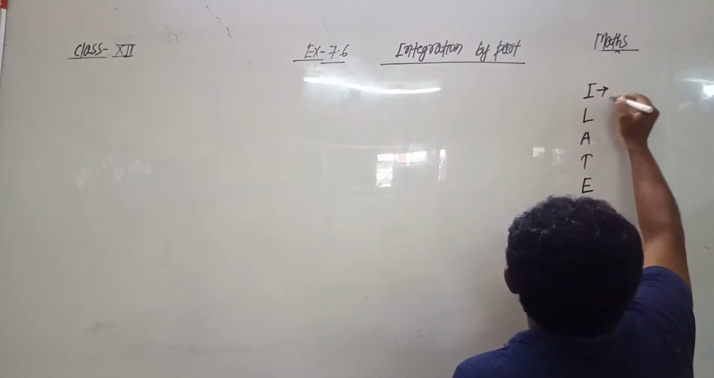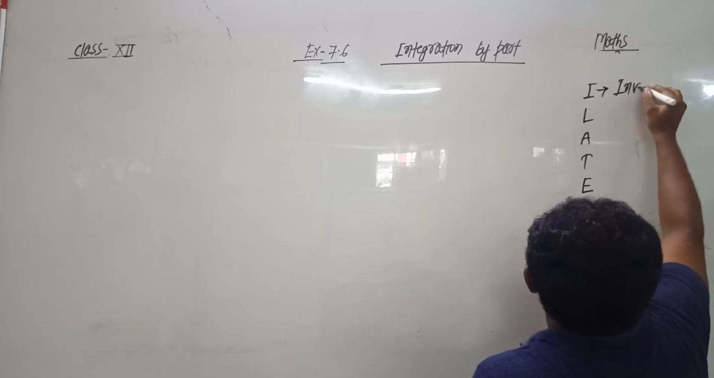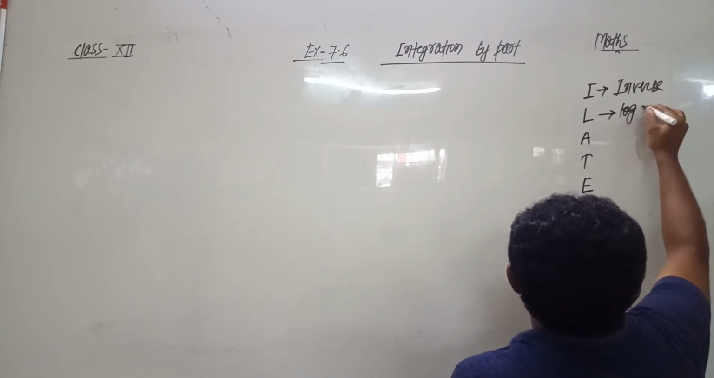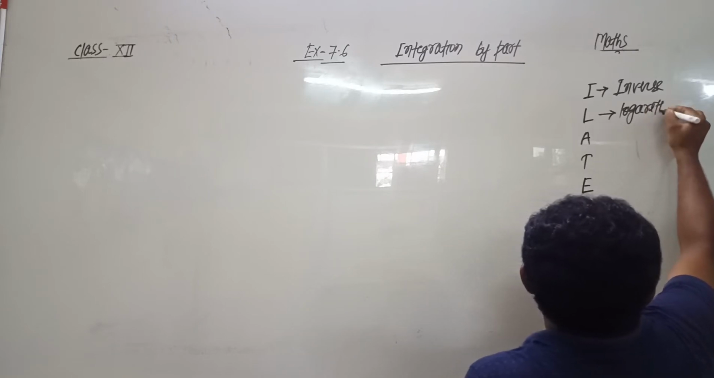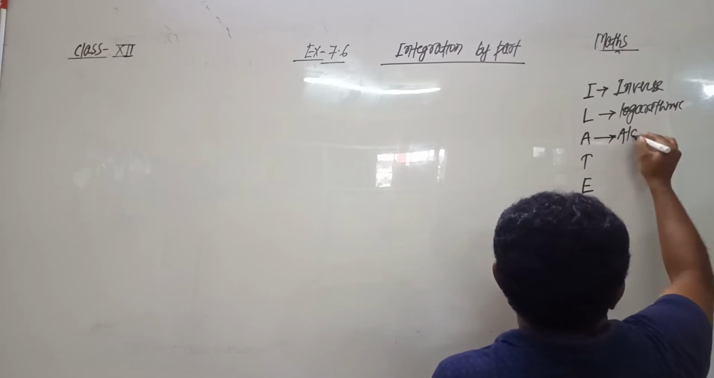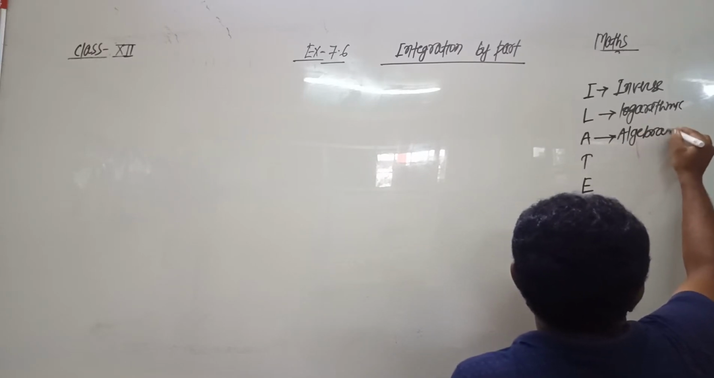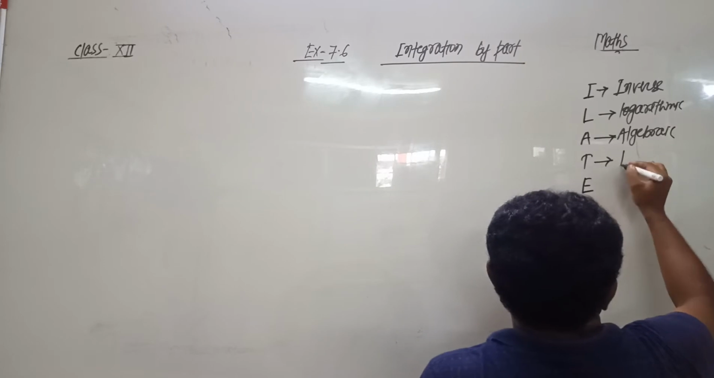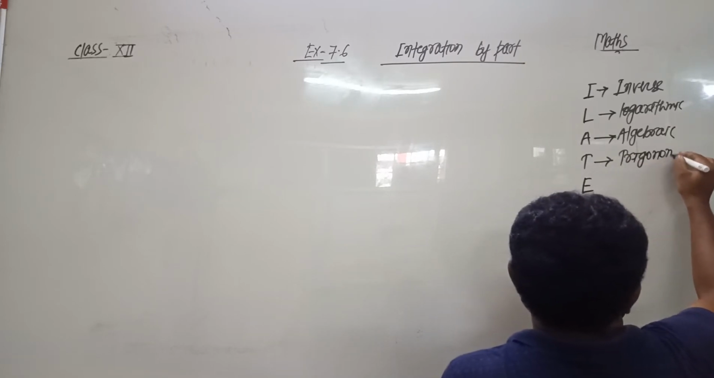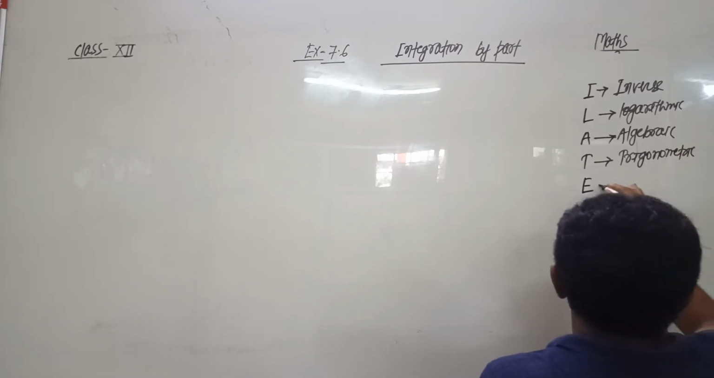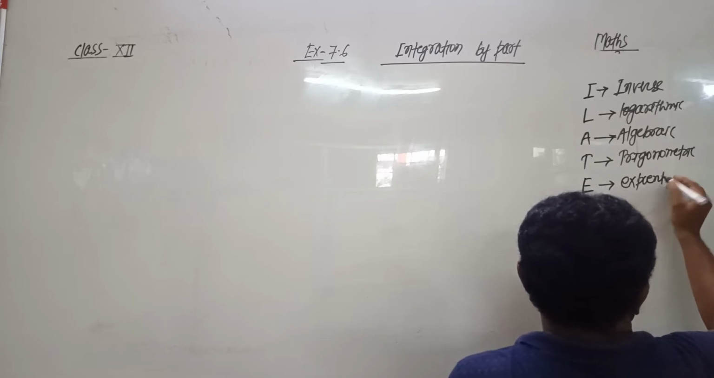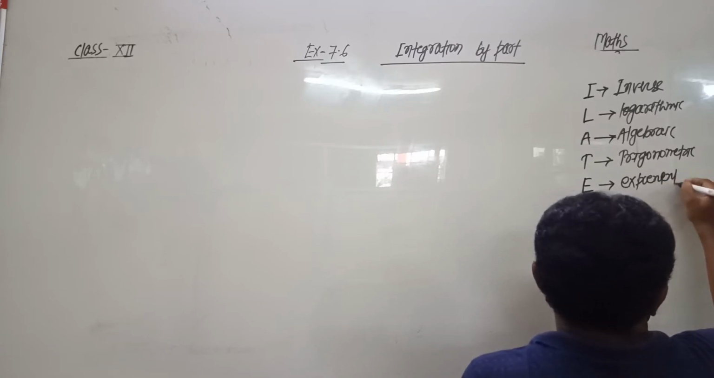I means inverse function. L means logarithmic function. A means algebraic function. T means trigonometric function. And E means exponential function.